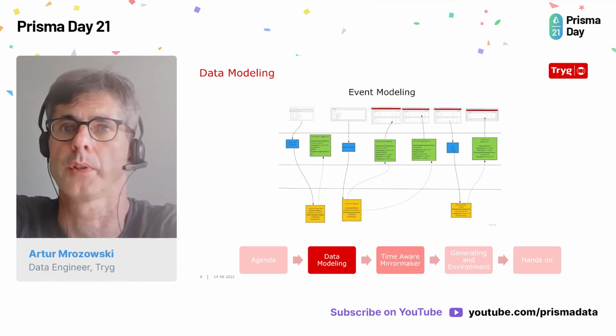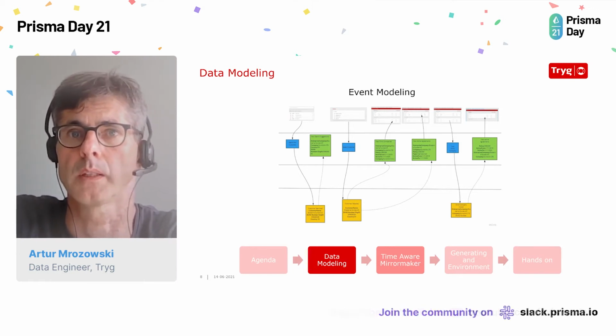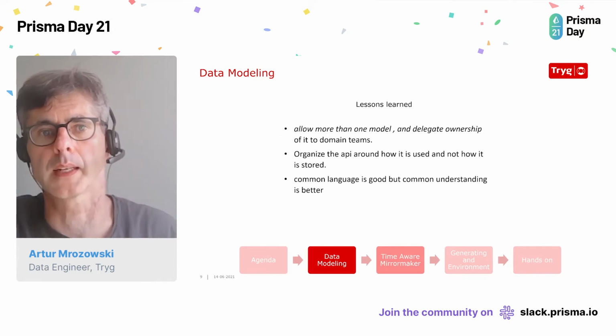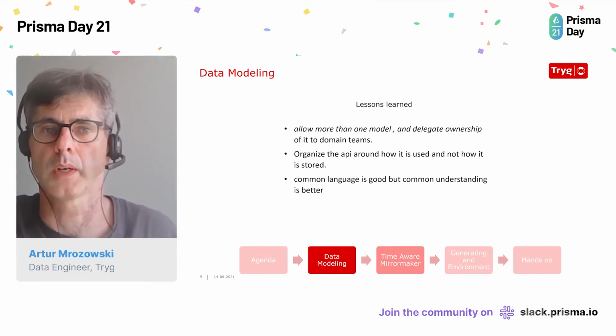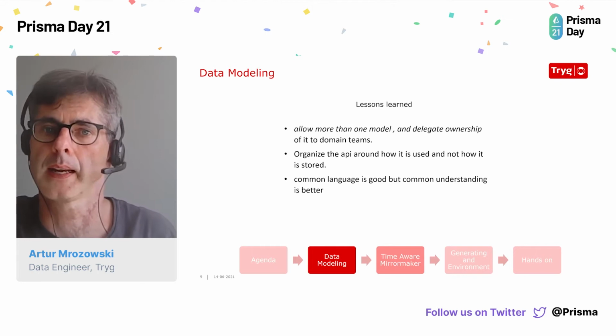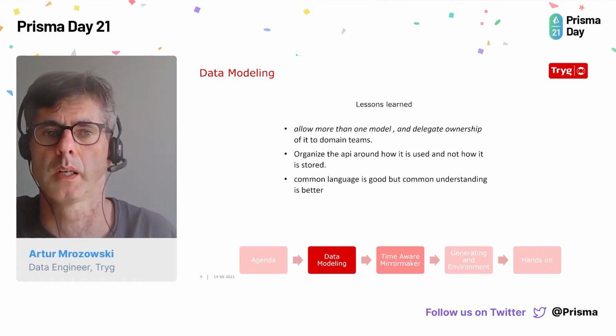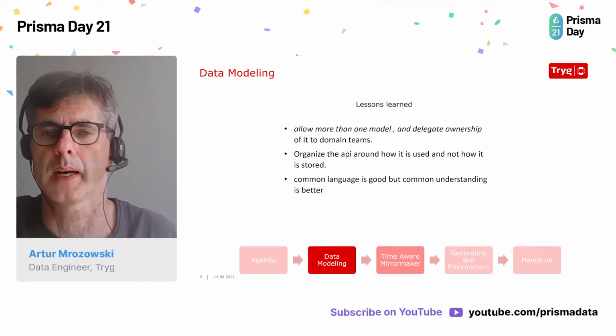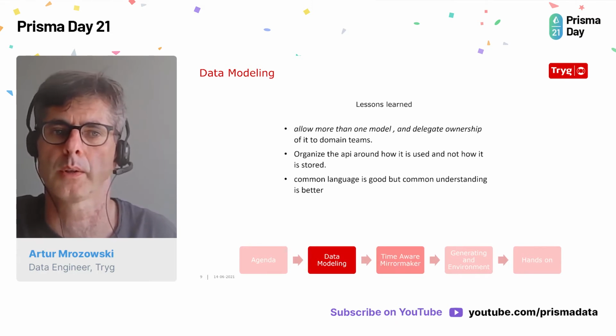That poses, of course, a few challenges, and Justin will tell you more about it. Personally, I think we should allow more than one model and delegate ownership of it to domain teams and organize the API around how it is used, not how it is stored.